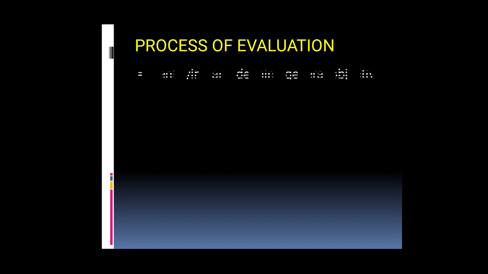Process of evaluation. The first one is identifying and defining general objective. So the first step is to determine what to evaluate and what kind of ability and skills should be developed when a student studies a subject. General objective should be stated in terms of knowledge, comprehension, attitude, skills, application, etc.